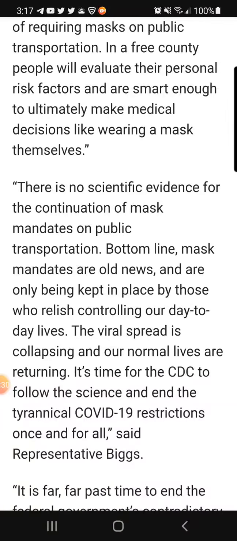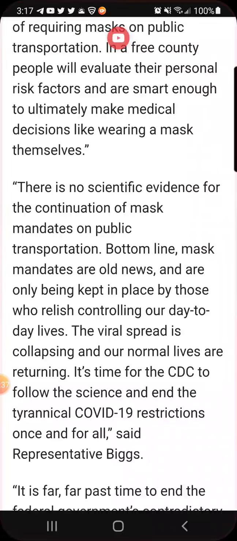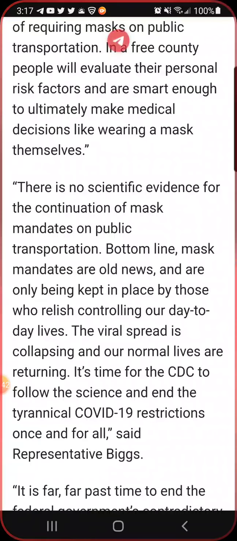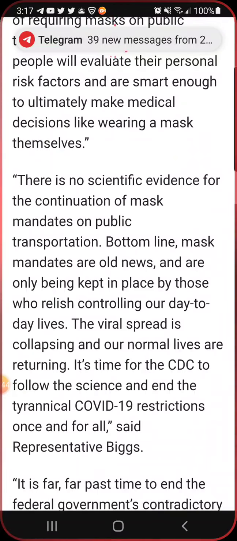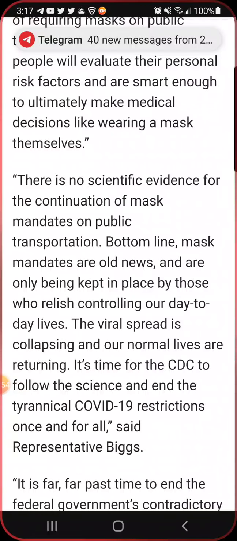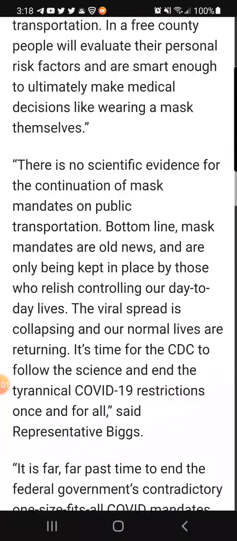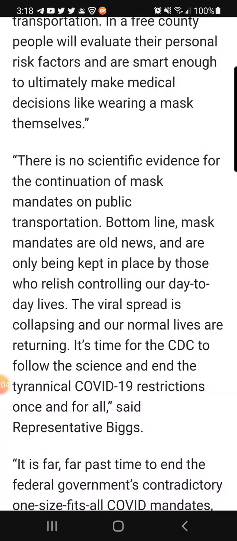There is no scientific evidence for the continuation of mask mandates on public transportation. Bottom line, mask mandates are old news and are only being kept in place by those who relish controlling our day-to-day lives. The viral spread is collapsing and our normal lives are returning. It's time for the CDC to follow the science and end the tyrannical COVID-19 restrictions once and for all, said Representative Biggs.